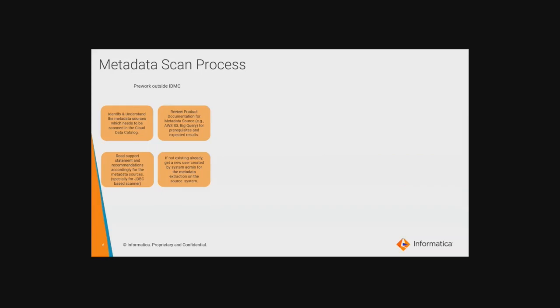The next thing, which is very important, is to review the product documentation for metadata sources. It is all available online as well. Based on the metadata source you have, you would look at the product documentation to understand the prerequisites, like what kind of user you need, what permissions you need, and what the expected results are, like once the scan completes, what components of metadata you would see and what you will not see. So it's important to look at the documentation for that specific scanner, and of course, at the support statements and recommendations, which are part of the documentation.